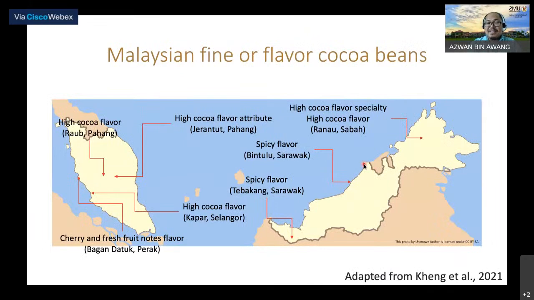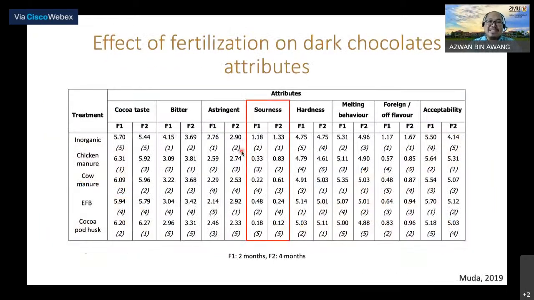So in Malaysia, we already have several farms that have been awarded for fine flavor cocoa beans, right? So this could be the new way on how we can improve the cocoa industry in Malaysia.